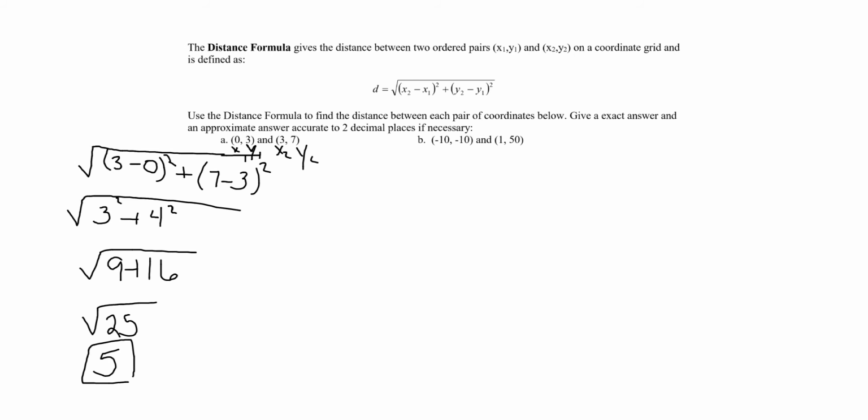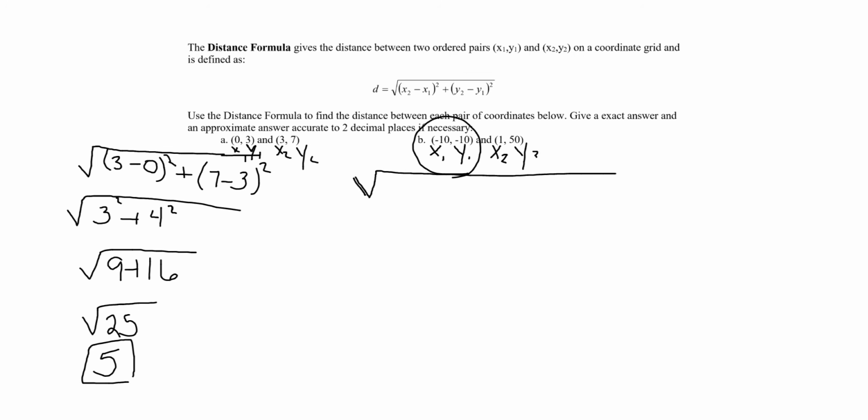Okay, for the second one, again, let me go ahead and label. We have x1, y1, x2, y2. And I'm just labeling these. It doesn't matter which one you call x1 and y1 as long as they're together in the ordered pair, and then x2 and y2. I could have made this right here x2, y2. Doesn't really matter as long as, again, you're consistent.